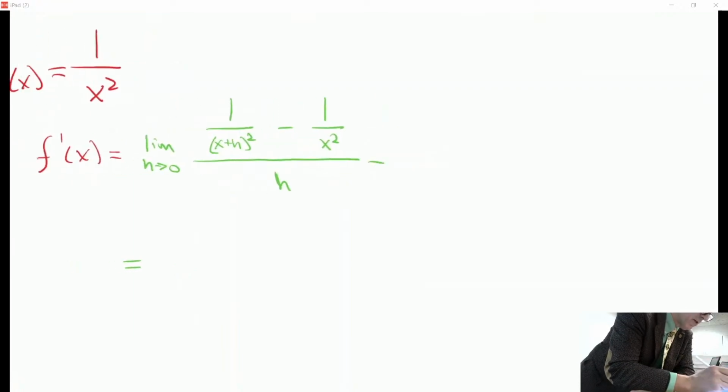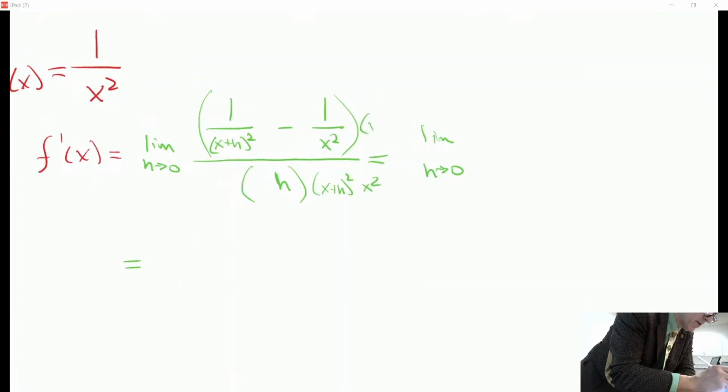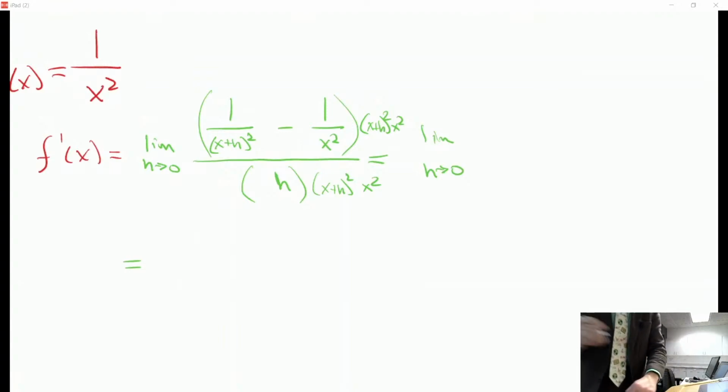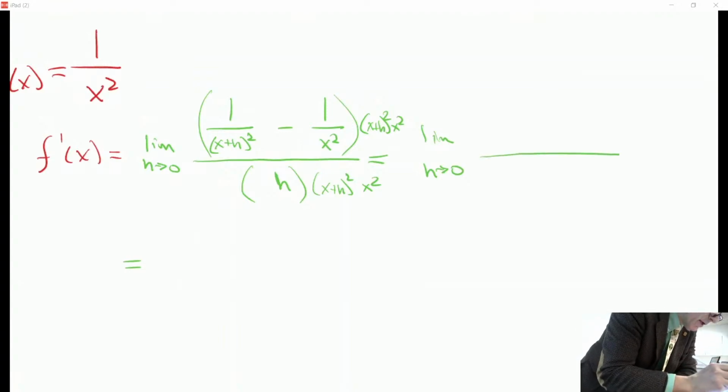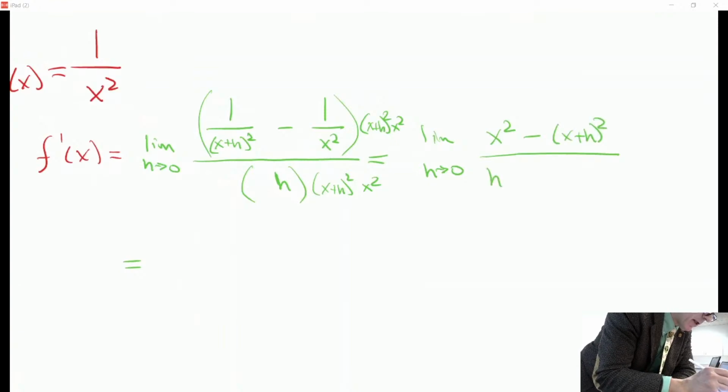Oh, let's move over instead of down. Okay, so this is going to be the limit as h approaches 0. I'm going to multiply both the top and bottom of this by x plus h quantity squared and x squared. So x plus h quantity squared times x squared. That'll clear out all those denominators. And you're going to be left with, let's see, on the top, this will be x squared minus x plus h quantity squared. On the bottom, I'll have h times x plus h squared times x squared.